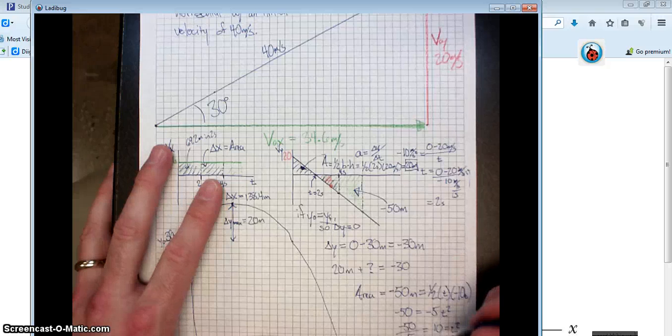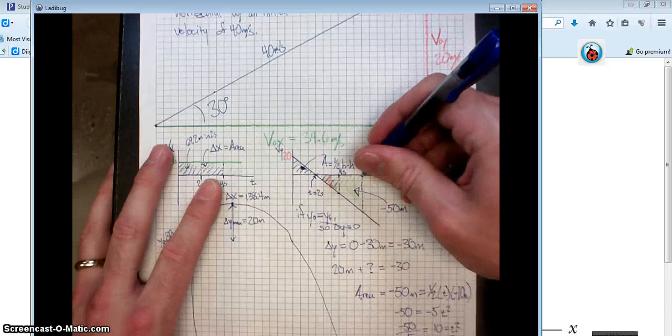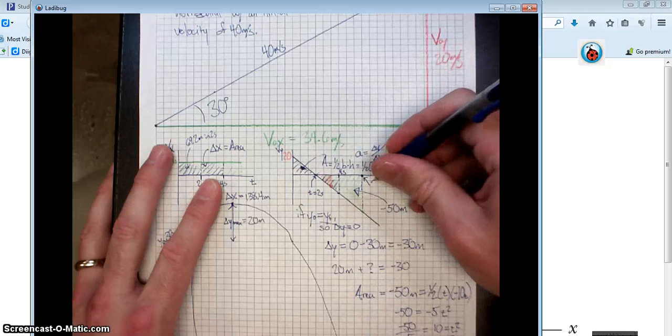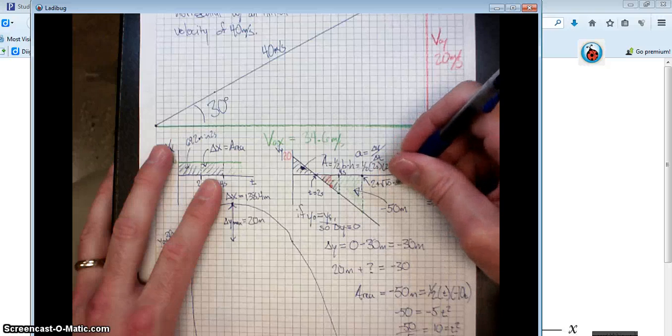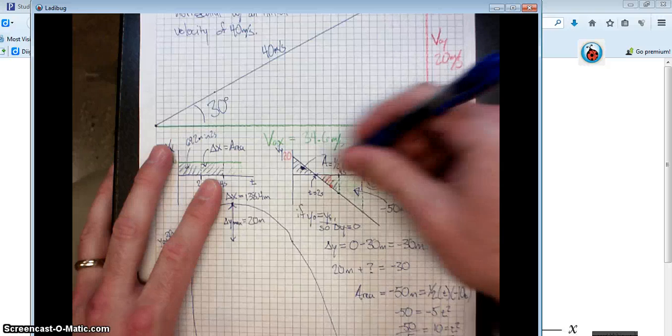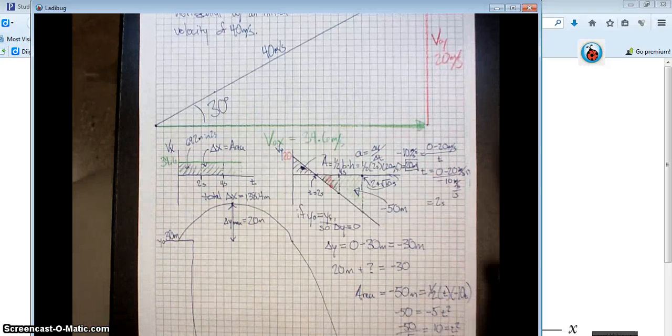So square root of 10 represents how much farther we go here, so that time is going to be 2 plus root 10 seconds, okay? That would be the total time that it takes to get down here below, and that's basically most of what you would have to find in a projectile motion problem.